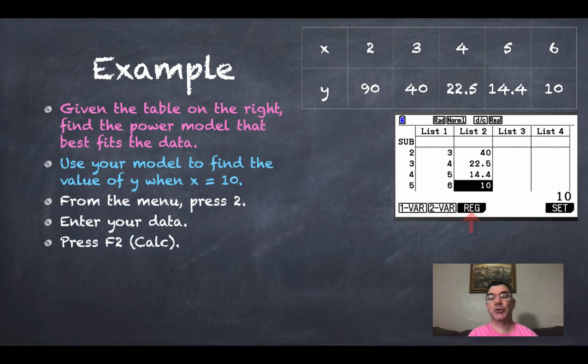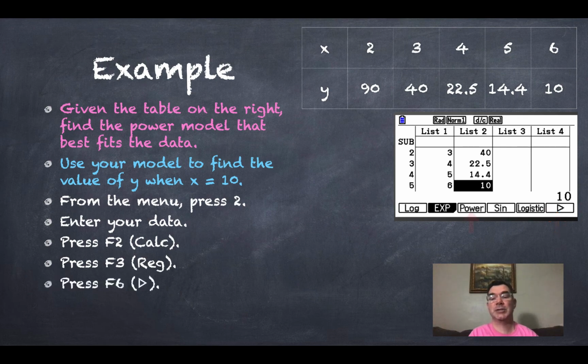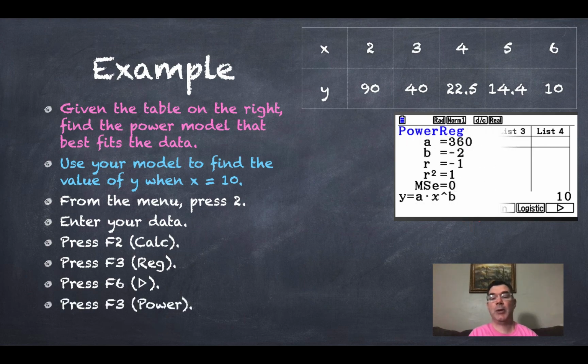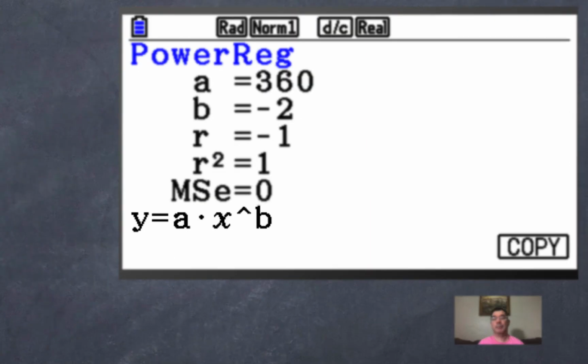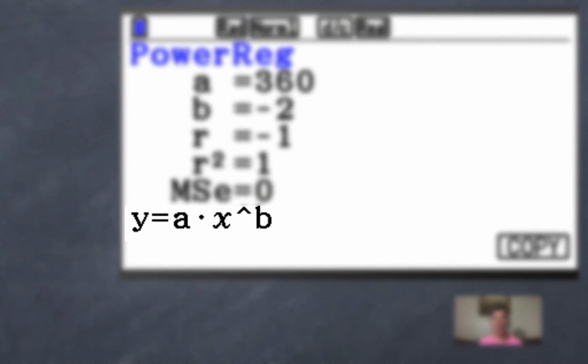I press F2 for calc. I press F3 for regression. I don't see the power option here, so I will press F6 to go to the rest of the options, and there it is. That is F3, so I will press F3 for power, and there I have pretty much the same screen. I have y equals a times x to the b at the bottom, so I just need to know the values of a and b.